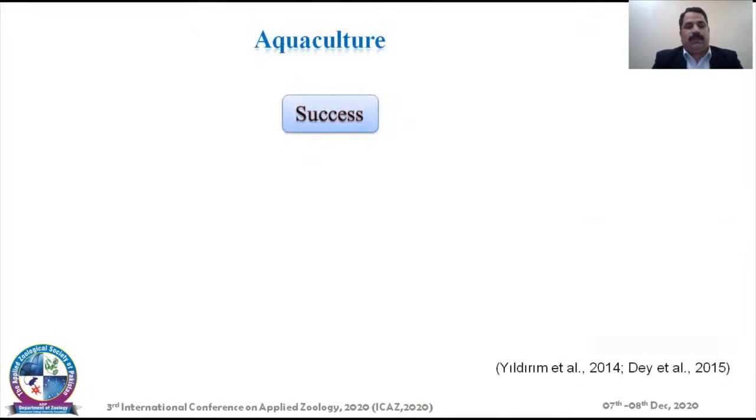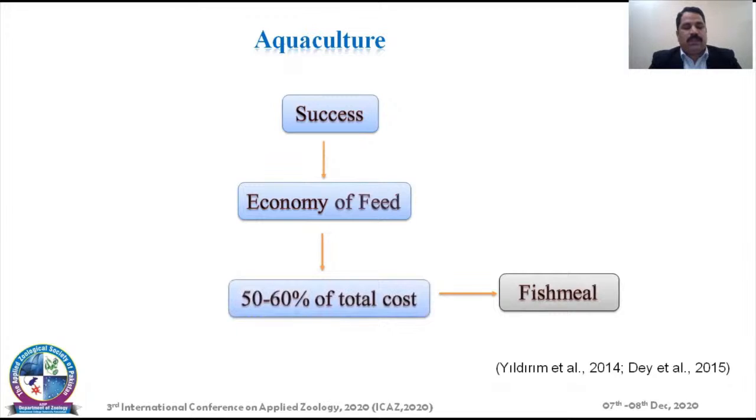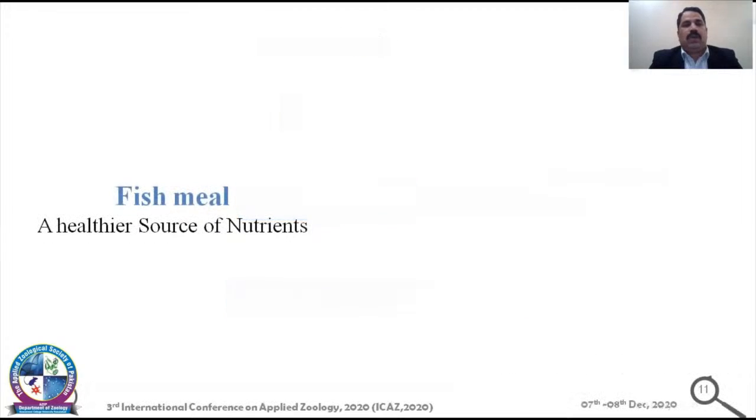Aquaculture success basically depends on the economy of the feed. Aquaculture is developing more efficiently than any other food production sector. However, economic factors such as the cost of the feed are limiting its development. As we know, feed primarily accounts for 50 to 60% of the total cost in fish farming. So the main objective of the fish farmer is to produce high quality fish feed at low cost.